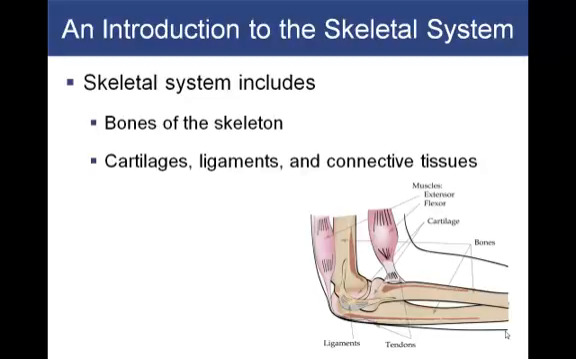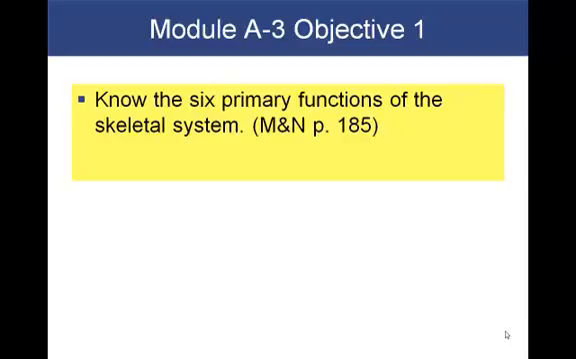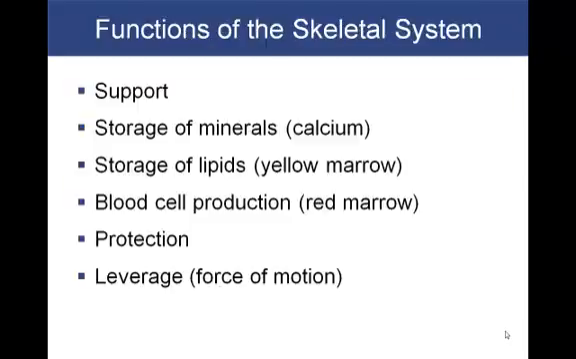Aside from cartilage, we have ligaments that help stabilize bone-on-bone interaction. We find tendons that help hold muscles onto bones. All of these connective tissues fall under the skeletal system. In terms of primary functions of the skeletal system, I think it's relatively intuitive that many of you would guess support. The skeletal system supports not only the weight, but the form of our body.